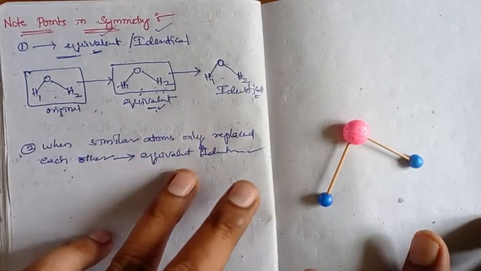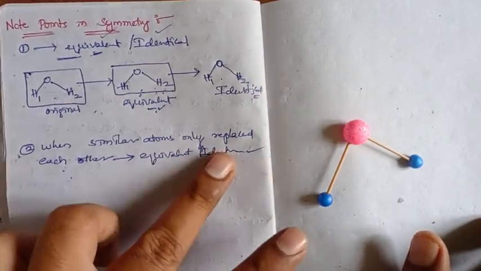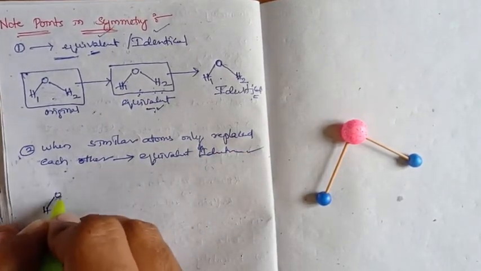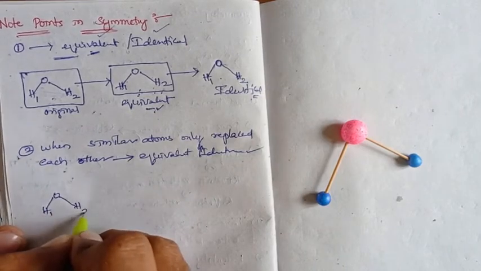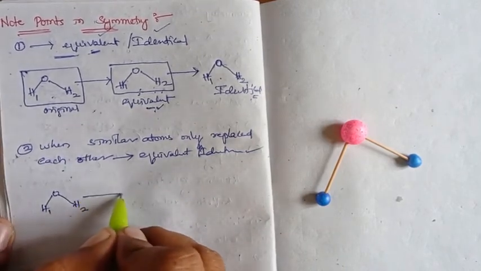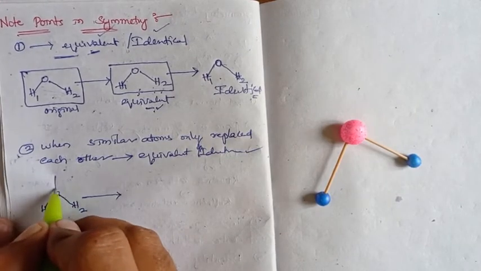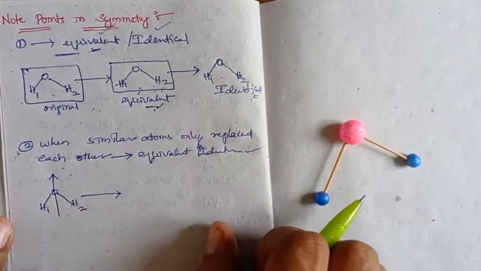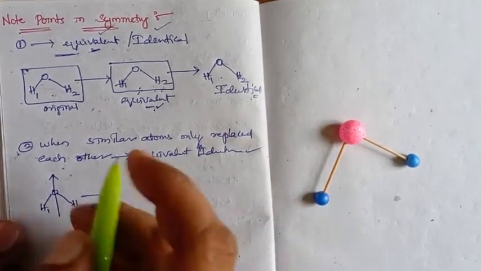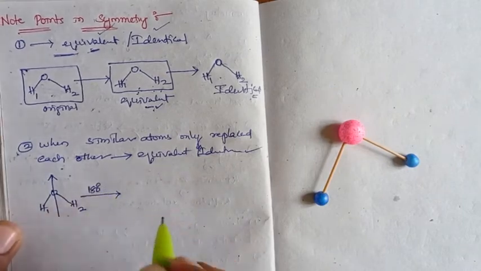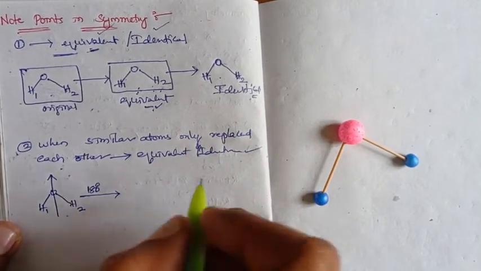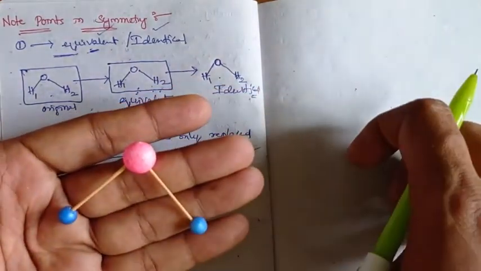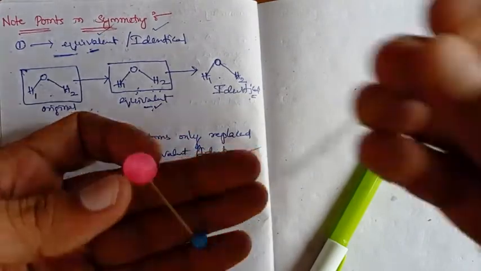The generated configuration will be either equivalent or identical, right? So take the same water molecule, and here I would like to do a rotation about an axis passing vertically through the oxygen of water, with 180 degrees of rotation. What happens while we take this water molecule and do the 180 degrees of rotation?